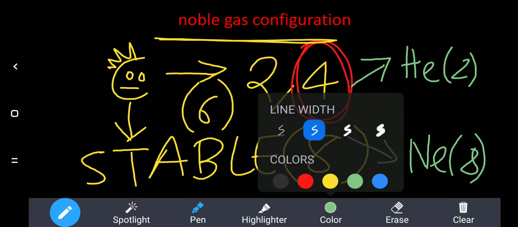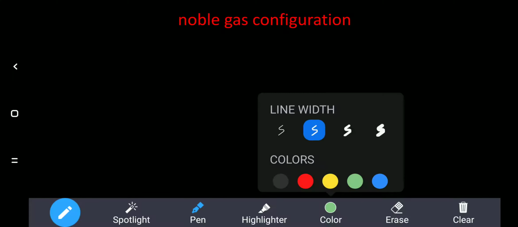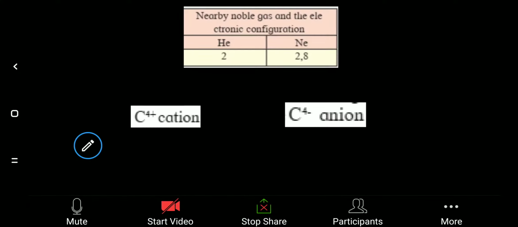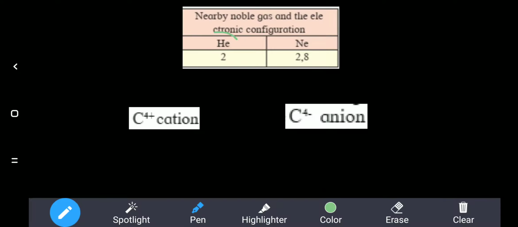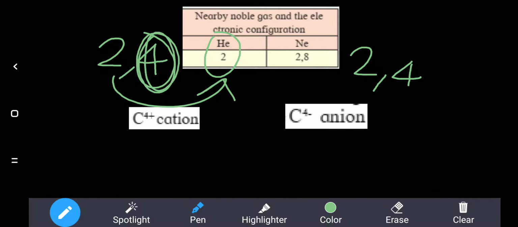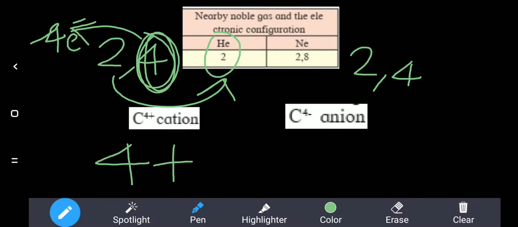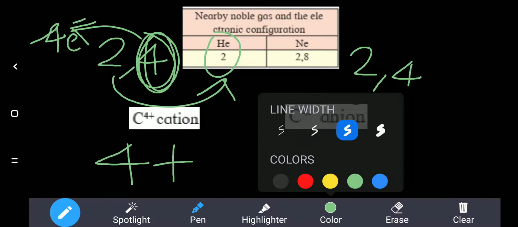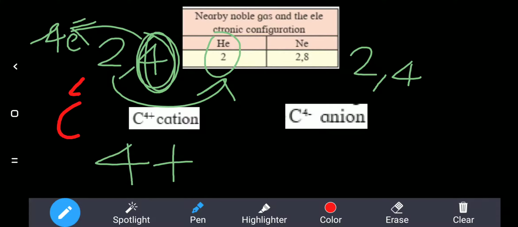So what will I have to do to reach this configuration? If I have to reach the helium configuration, I know the configuration for carbon is 2 comma 4. I'll have to lose 4 electrons. Yes, I have to give out 4 electrons, minus 4 electrons. When I lose 4 electrons, 4 positive charges are generated on the carbon atom, C4 plus, because I've lost 4 electrons.